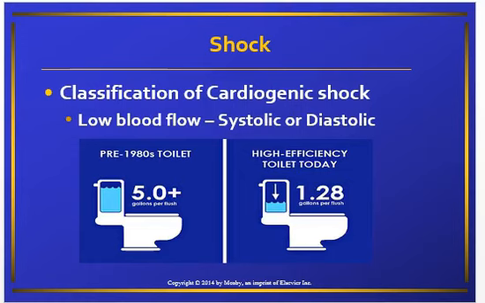Cardiogenic shock is a low blood flow type of shock. The definition for cardiogenic shock is either systolic or diastolic dysfunction and compromised cardiac output, so it's an issue with the heart itself, either pumping or filling adequately.